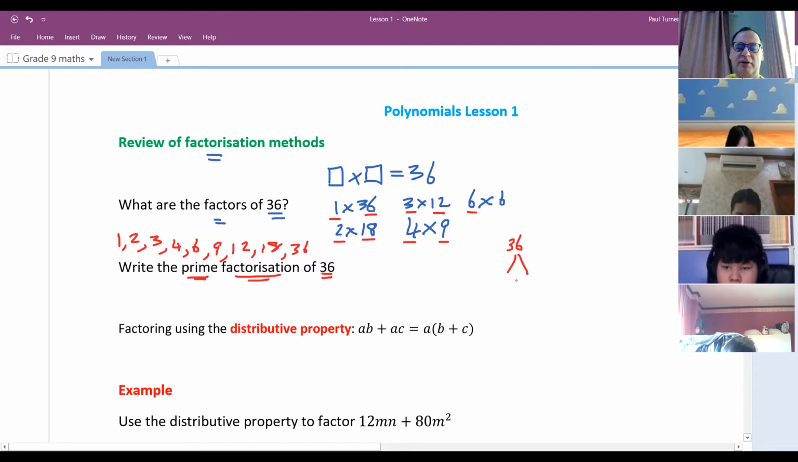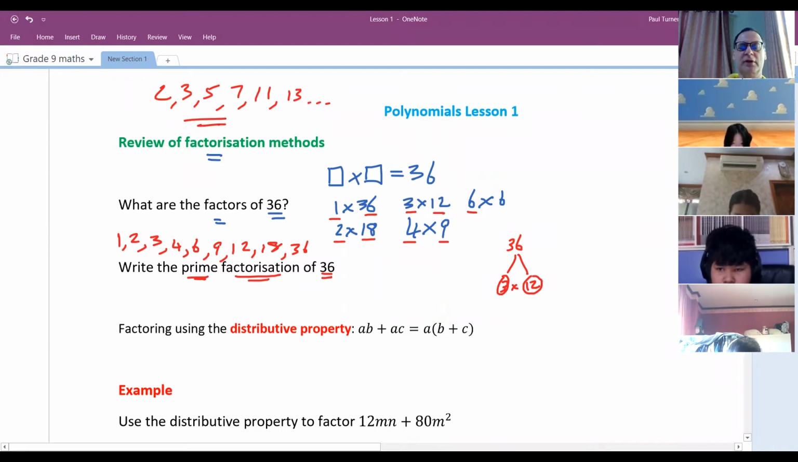So we can start with anything. What about 3 times 12? Okay, 3 times 12 is 36. 3 is the prime number. Okay, so remember your prime numbers are 2, 3, 5, 7, 11, 13, like. So these are your prime numbers. So we try to break 36 down into prime numbers. So 3 is prime, so we stop here.